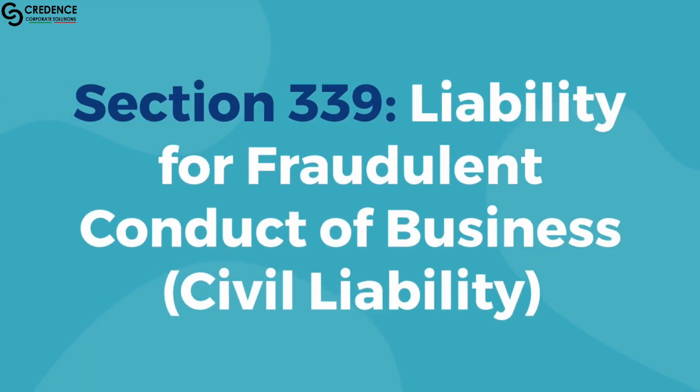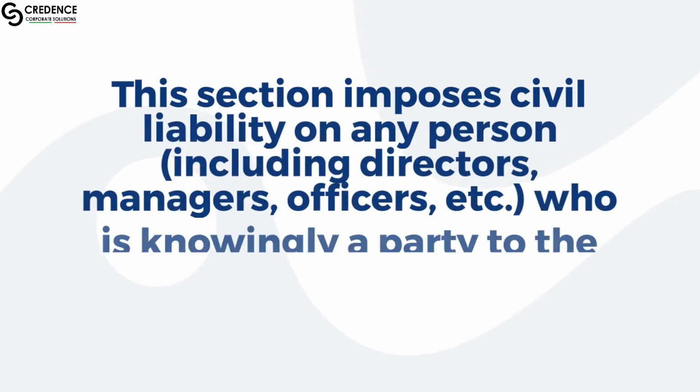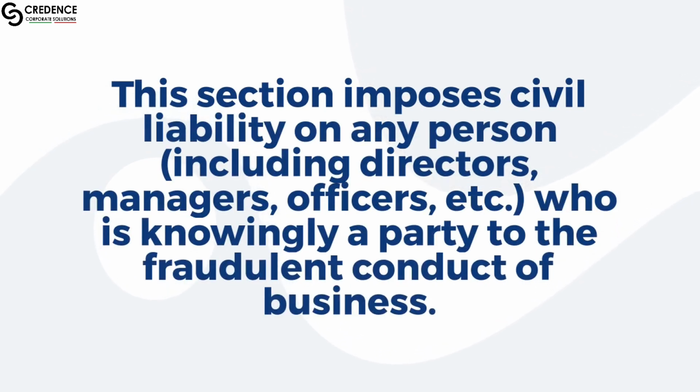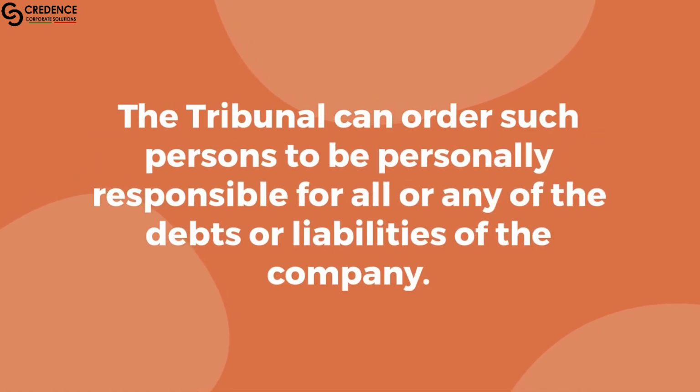Section 339, Liability for Fraudulent Conduct of Business, Civil Liability. This section imposes civil liability on any person, including directors, managers, officers, etc., who is knowingly a party to the fraudulent conduct of business. The tribunal can order such persons to be personally responsible for all or any of the debts or liabilities of the company.